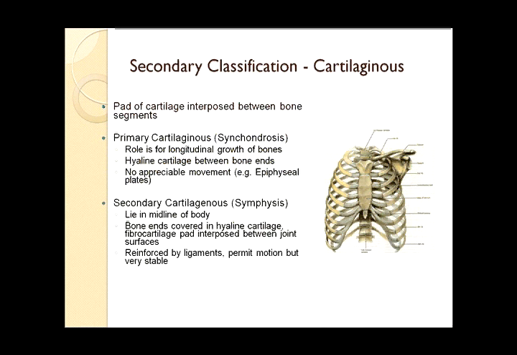Secondary cartilaginous joints are also known as symphysis joints. These lie in the midline of the body. For example, the intervertebral discs between the adjacent vertebral bodies and in the symphysis pubis. The bone ends are usually covered in a tough layer of hyaline cartilage, and there is a fibrocartilaginous pad in between these two areas. They're usually reinforced by ligaments, and they do permit a small amount of motion, but the primary function of the cartilage pad is to create stability.